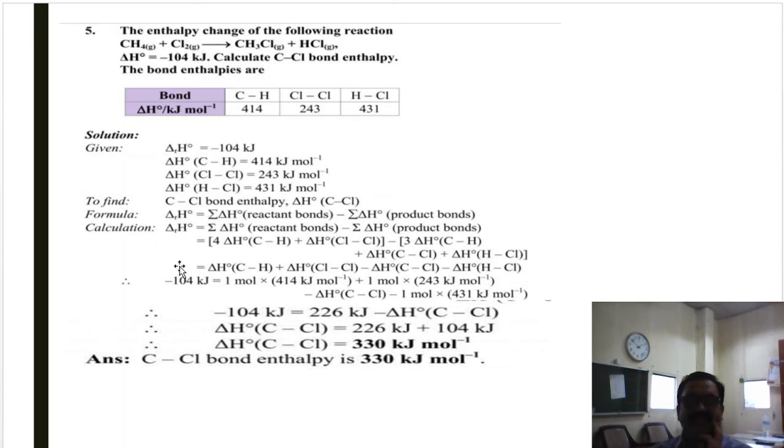Okay, after doing the complete calculation, delta H0 C-H plus delta H0 C-H, after doing all the calculation, this gives minus 104. These are the values of total enthalpy change. And what do we have to calculate? The carbon-chlorine bond enthalpy.